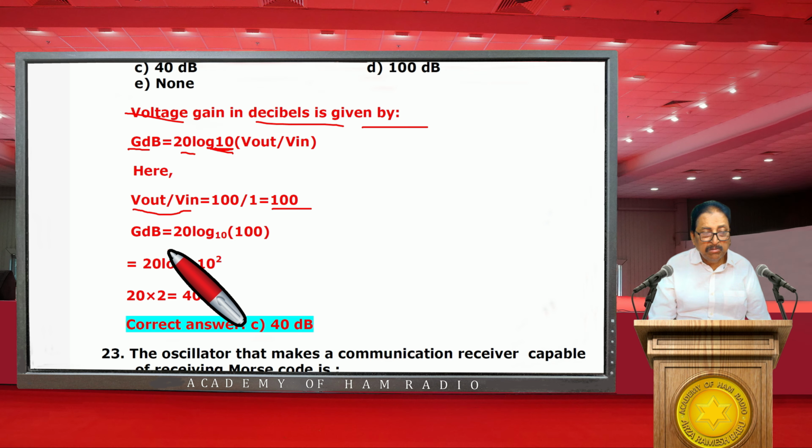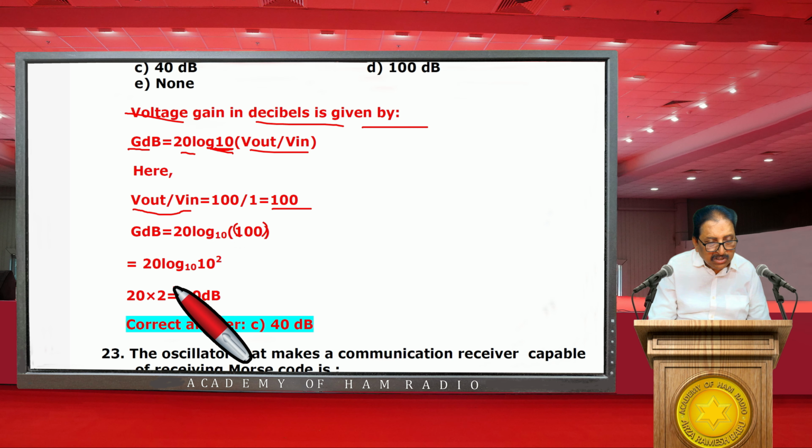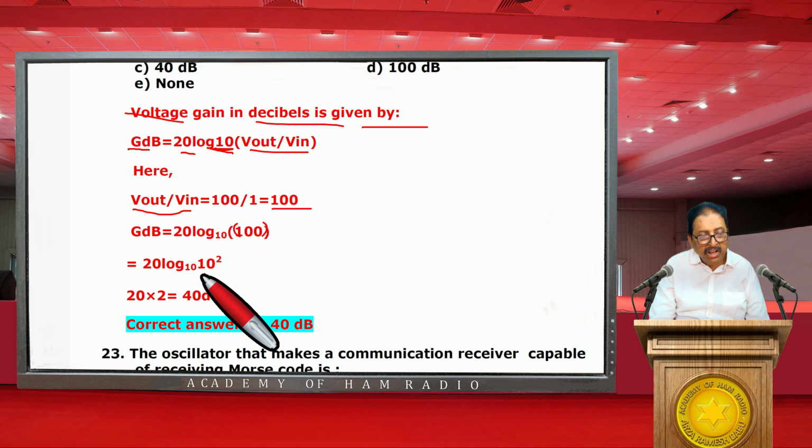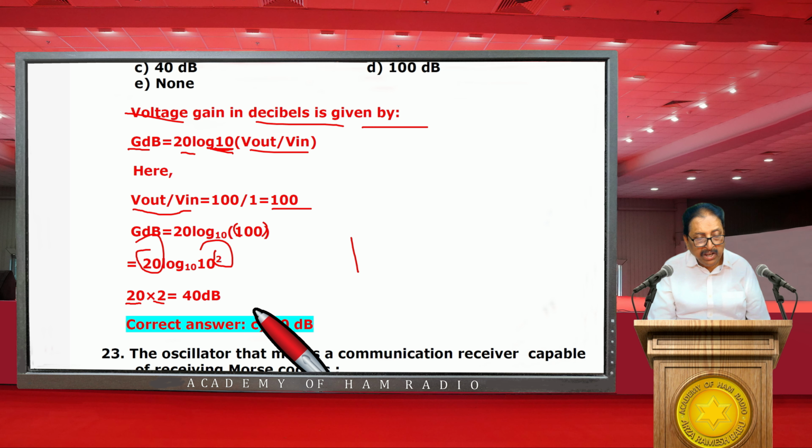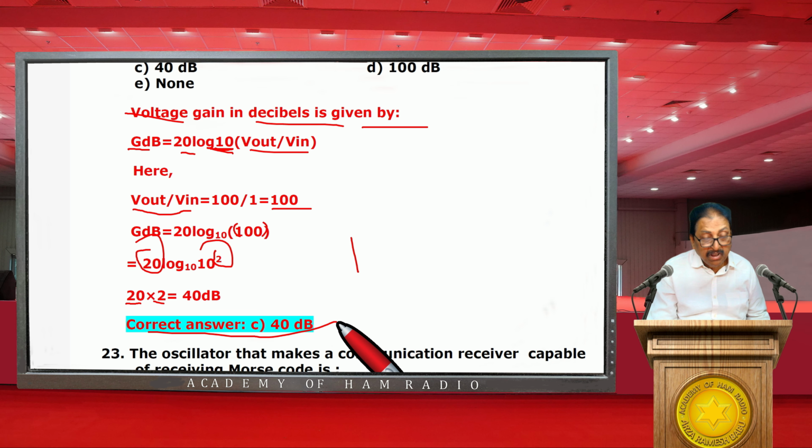So GdB is equal to, substituting these values, 20 log of V out by V in, that is 100, to the base 10. Here in this case it is 20 log 10 square to the base 10. So 2 into 20 becomes 40 dB. Log 10 to the base 10 is equal to 1, so 40 into 1 is 40 dB. So the correct answer is 40 dB.